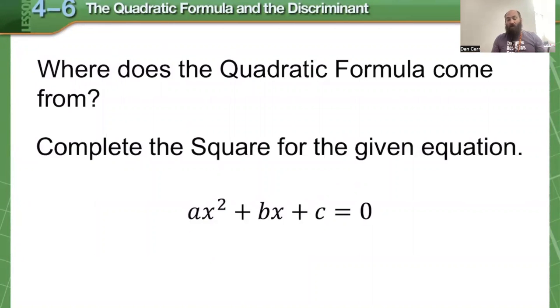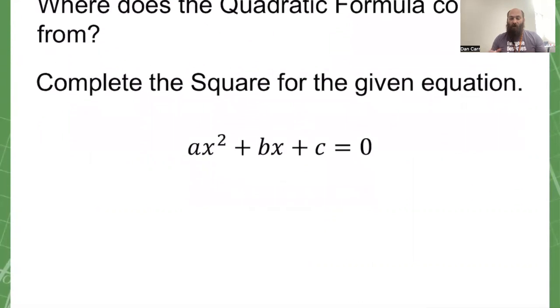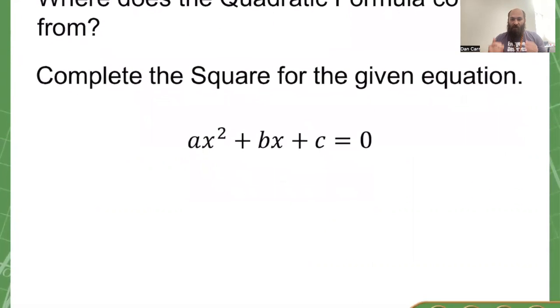For this video, I'm going to do this as a separate video from the rest of the lesson because I think it's helpful to see this. This video is going to be just about where the quadratic formula comes from. The quadratic formula will be our main lesson, but this is how we get there and where the formula originally came from.